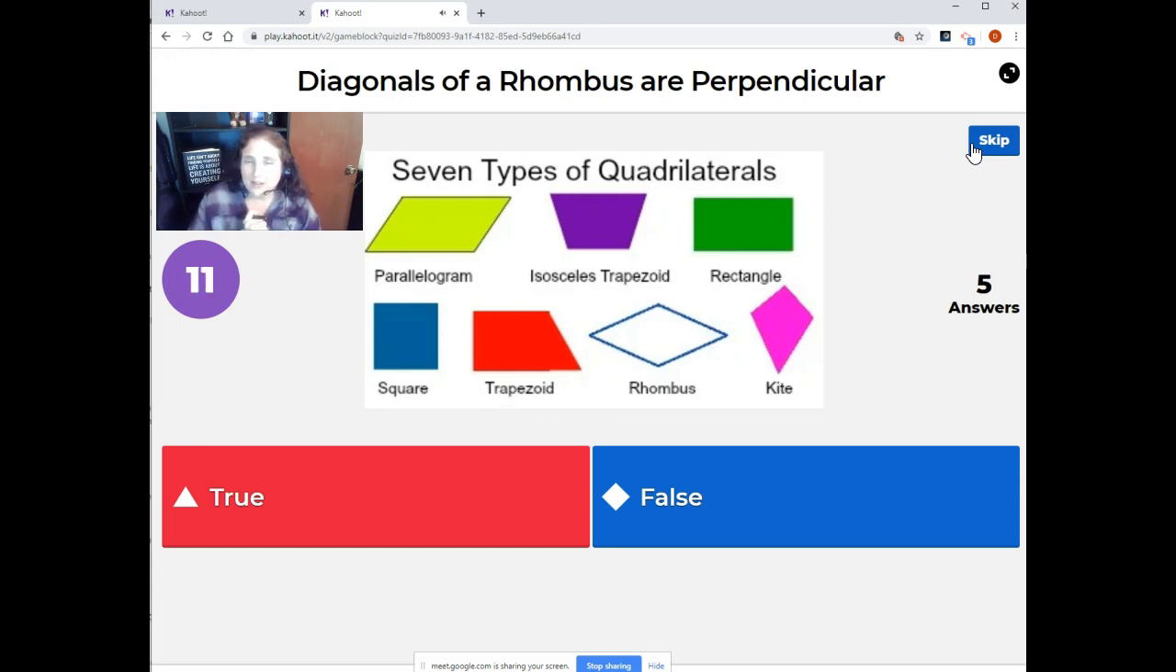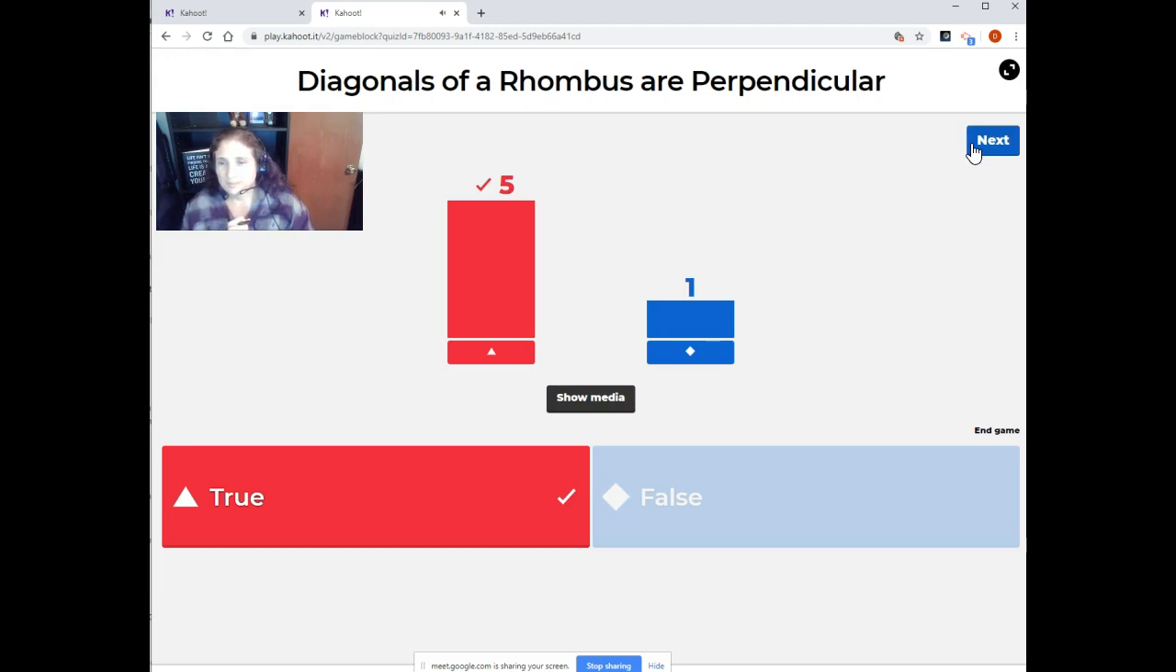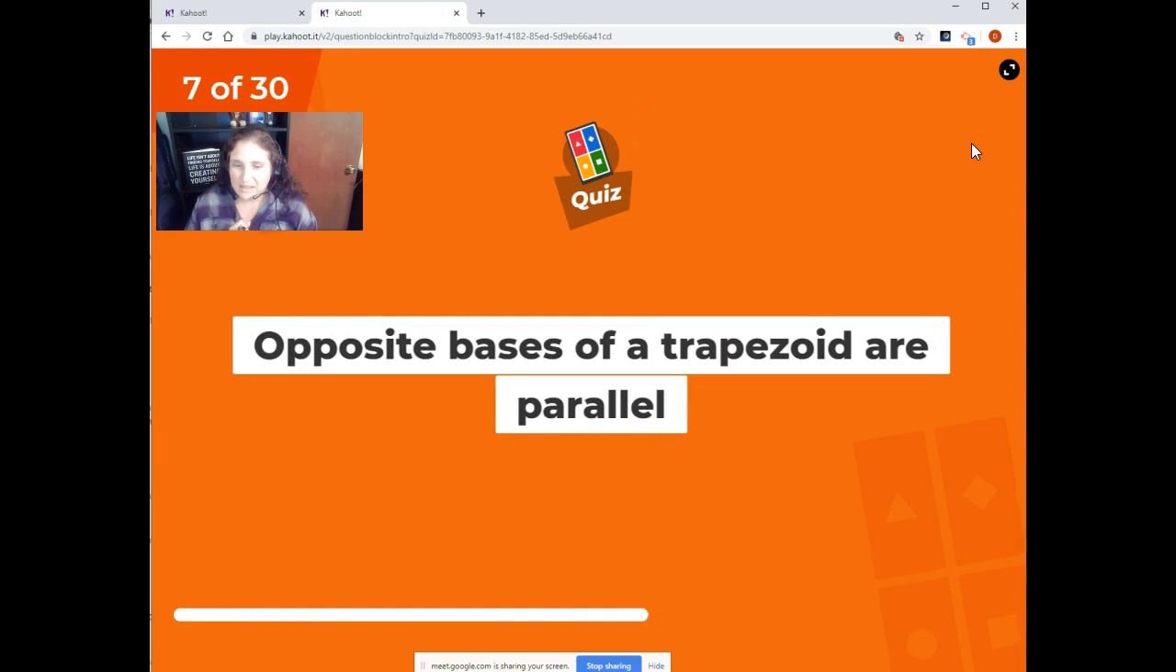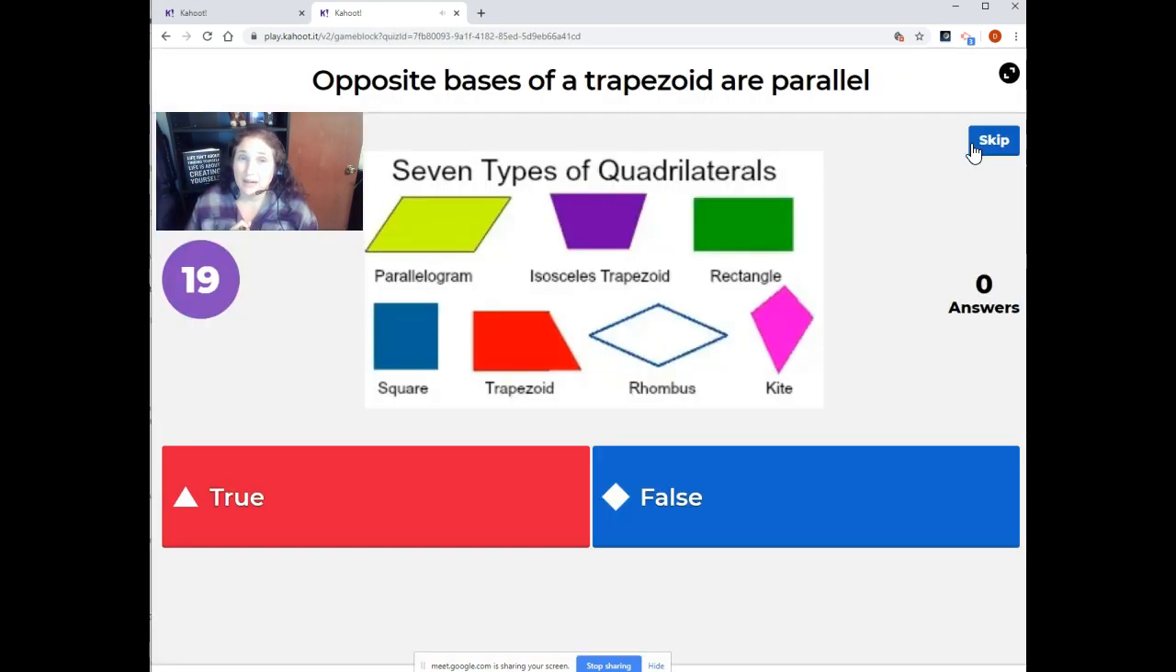Technically speaking, the diagonals of a kite are also perpendicular. Opposite bases of a trapezoid are parallel. So think like the top and bottom are parallel.